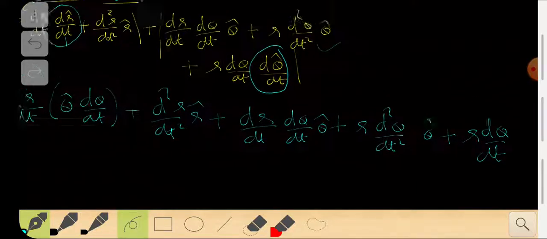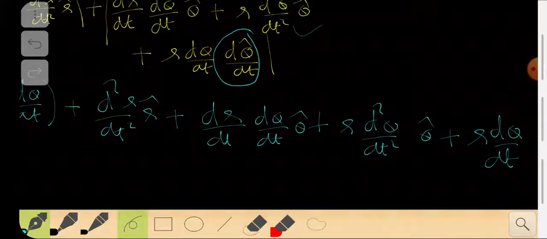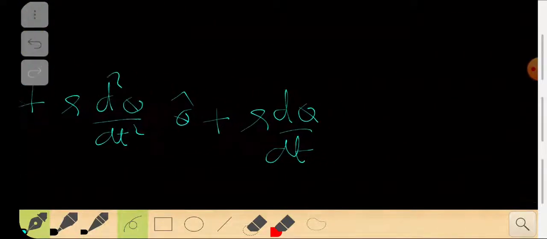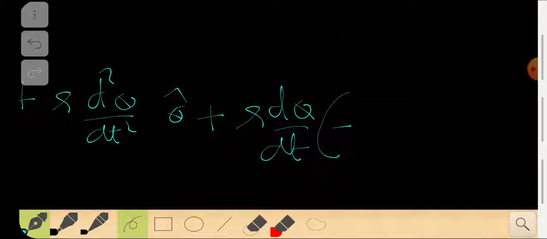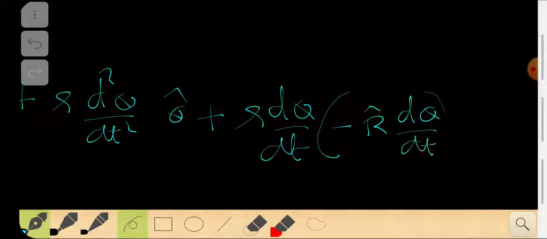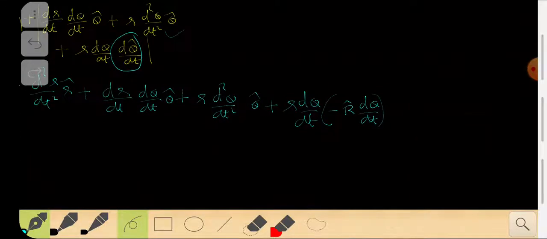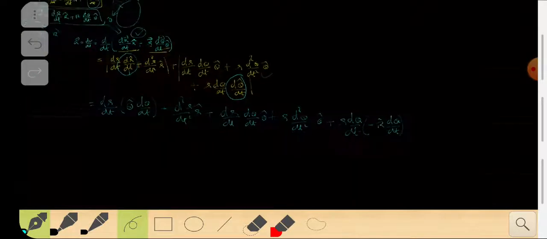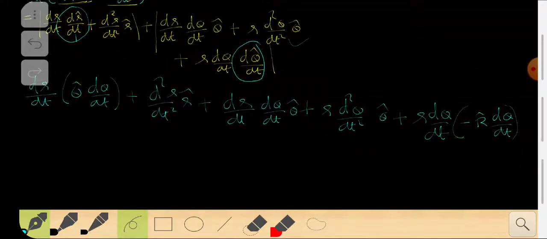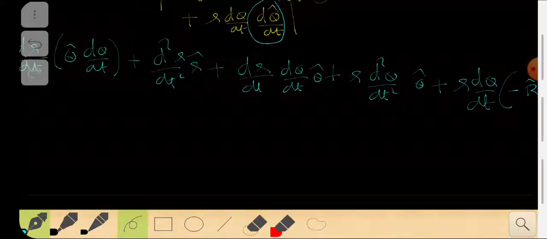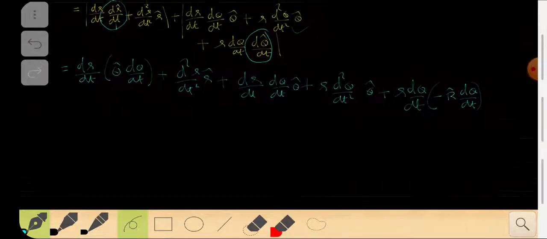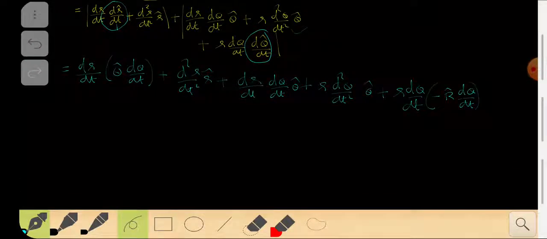So for that, dθ cap/dt is just minus r cap times dθ/dt. I just substituted from equation 2. So that's the whole thing I did. Everything else is the same. Now what I need to do is simplify this, make this neat. The acceleration vector has to be smaller.